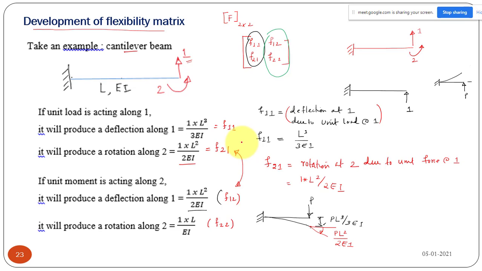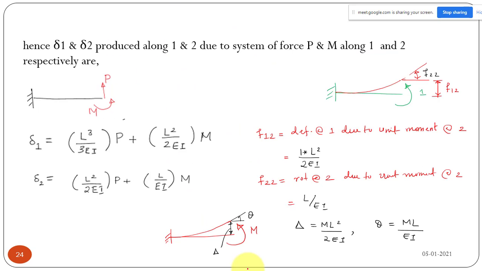Okay, it is not exactly a question, I have just put it in the slide. So this is the development of the flexibility matrix, this is how we have to develop it. Now we can find delta 1. Suppose at the free end we have a load P and a moment M, what is the deflection at the free end and what is the rotation at the free end? We can find that out also.